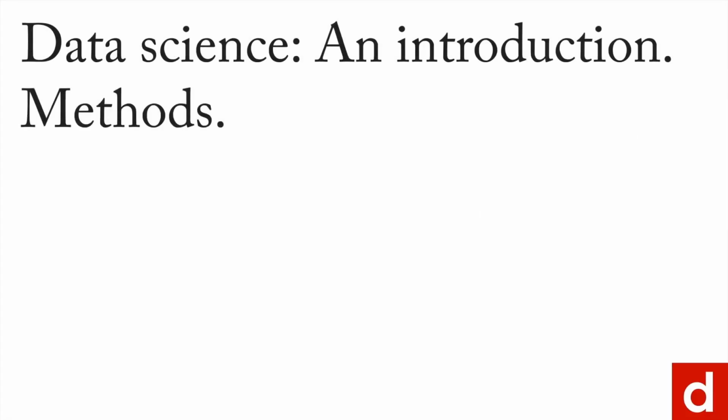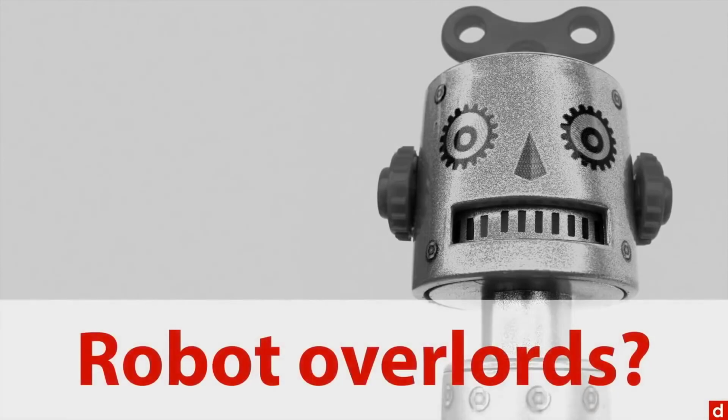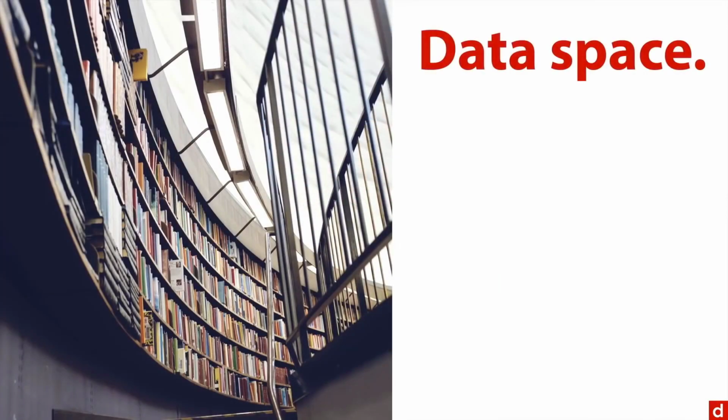Let's finish our data science methods overview by getting a brief overview of machine learning. Now, I got to admit, when you say the term machine learning, people start thinking about something like the robot overlords who are going to take over the world. That's not what it is. Instead, let's go back to our Venn diagram one more time. And in the intersection at the top between coding and stats is machine learning, or as it's commonly called, just ML. The goal of machine learning is to go and work in a data space.